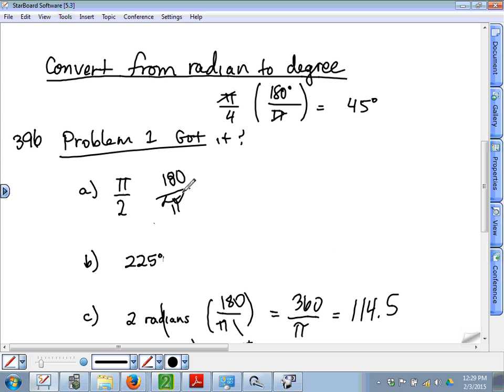Okay. Step up to the side for a second. What can you now do? Cancel the pi. You have a pi on top and a pi on bottom now. So those cross out. Look at that. You see, you did it. Thank you. 90 degrees.